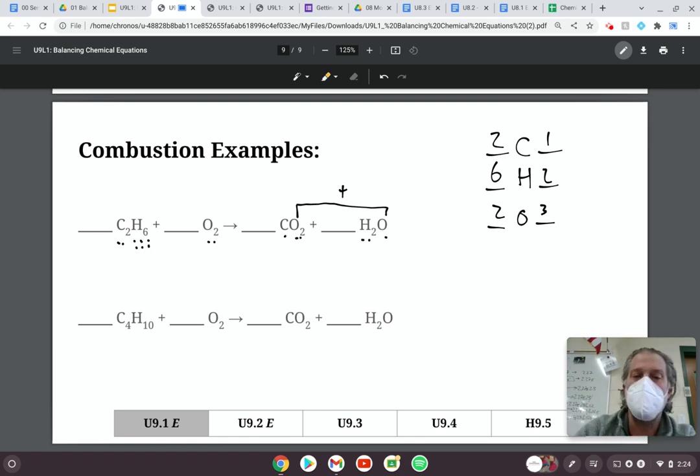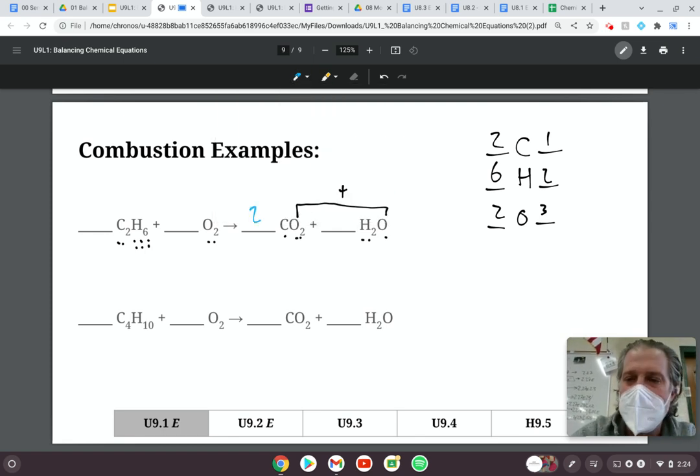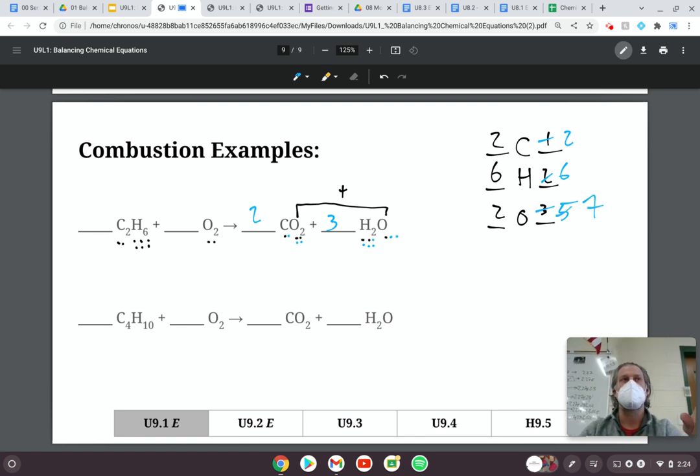Okay. I'm going to start by adding a coefficient. So my coefficient of 2 to balance out my carbons, because I go left to right, is going to give me my 2 carbons, but it's also going to give me 2 times 2, which is 4 hydrogens, right? But 4 plus 1 is really my 5 oxygens. Now I'm going to try to balance my hydrogens, right? I have 6 hydrogens on the left side. The only way for me to get 6 hydrogens on the right side is to add a coefficient of 3. So now I have 6 hydrogens, but I have 4 plus 3, which is 7 oxygens.